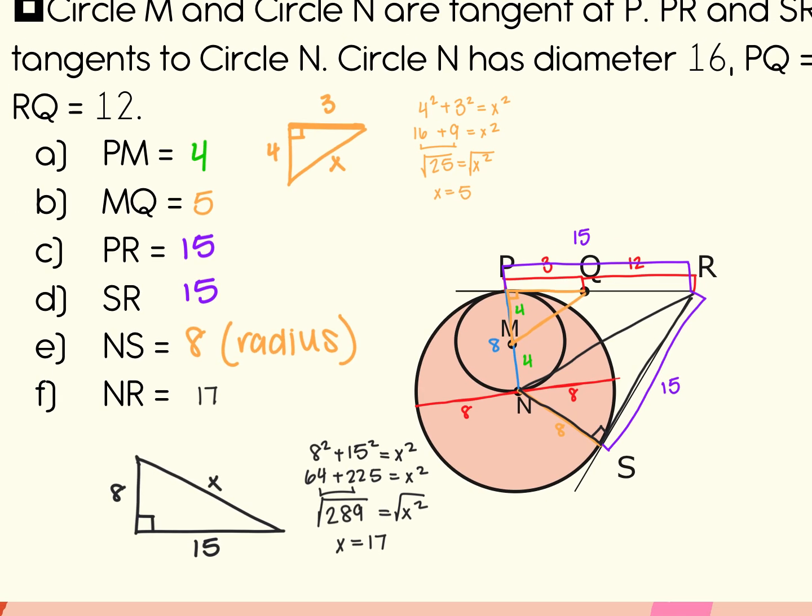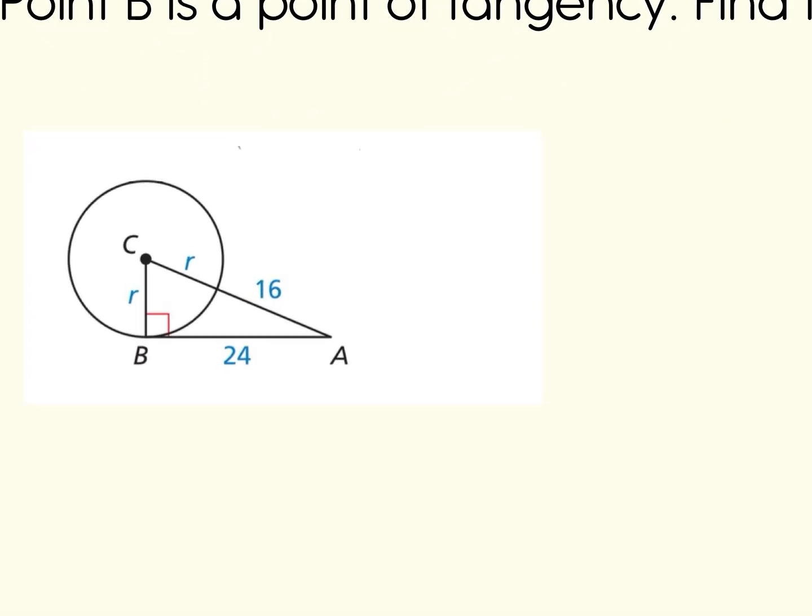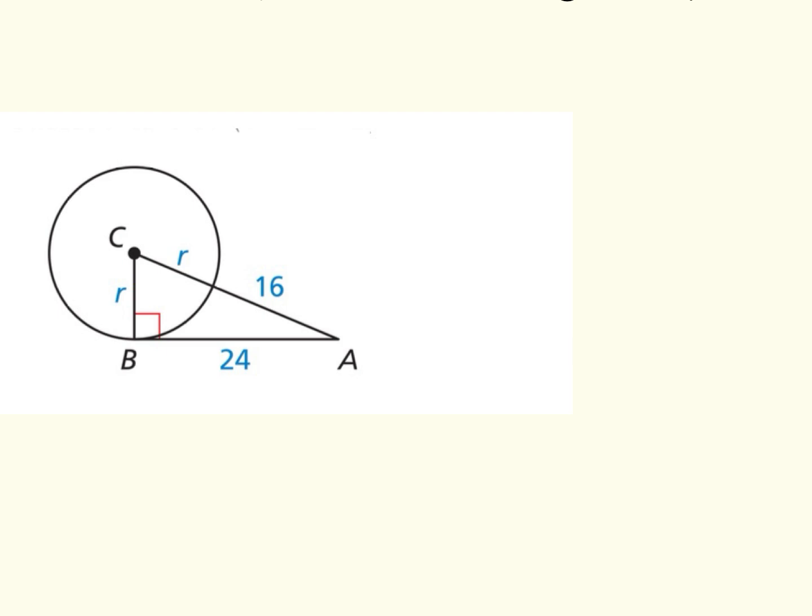It'll make it a lot easier when you're finding information. All right, this one says, point B is a point of tangency. Find the radius R of circle C. So looking at my circle, do I have a right triangle? Yes, I do. So I have to solve using my Pythagorean theorem.